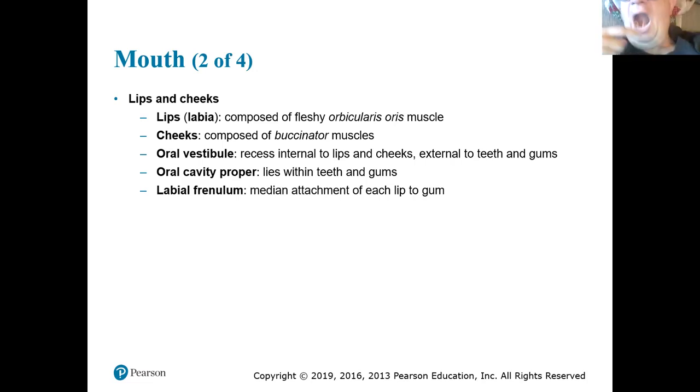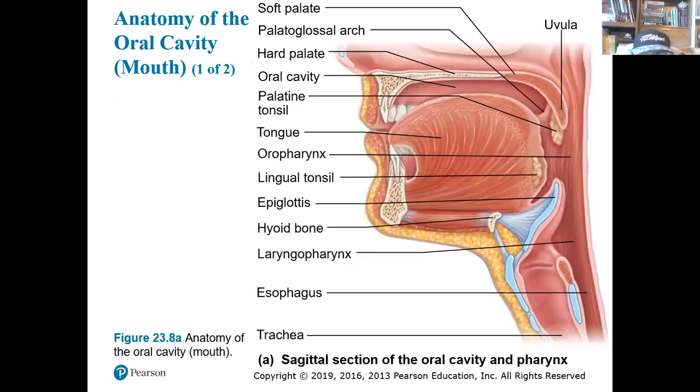That's the labial frenulum. Obviously, we have one right there that's a lingual frenulum. Yeah, lingual, tongue. Okay, so let's now go through here.